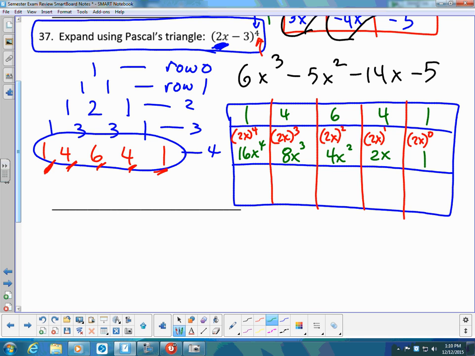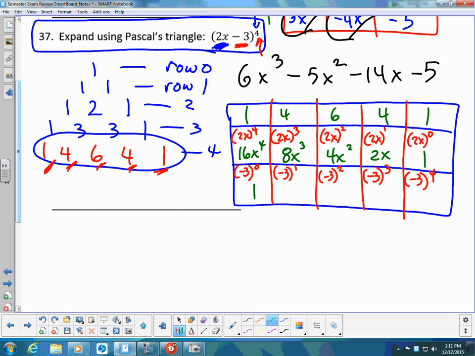Then our next row is going to be this negative 3. The sign has to go with it. But instead of starting at 4 and going down to 0, we have to go the other way. So it's going to be negative 3 to the 0, then negative 3 to the 1st, then negative 3 to the 2nd, then negative 3 to the 3rd, then negative 3 to the 4th. At this point, we can simplify those to see what we get.